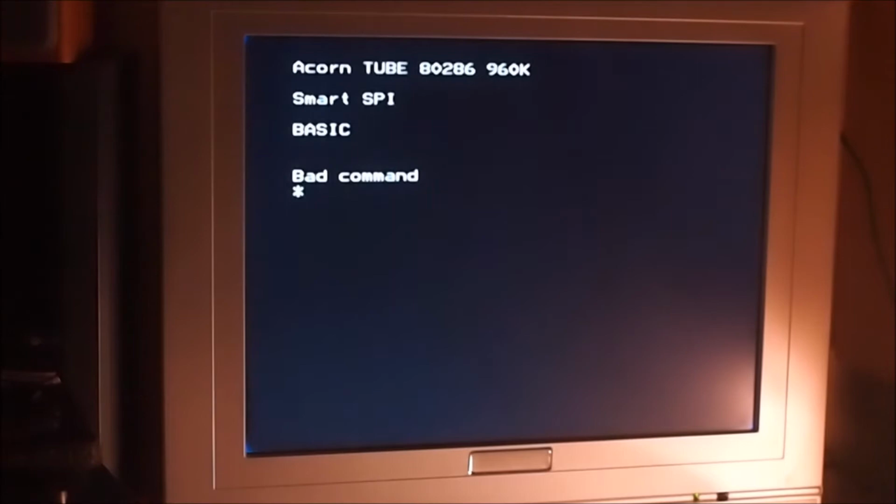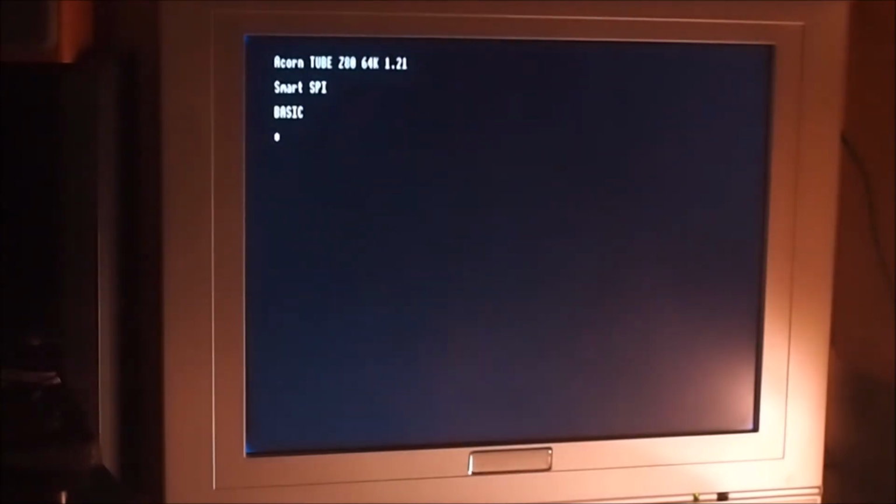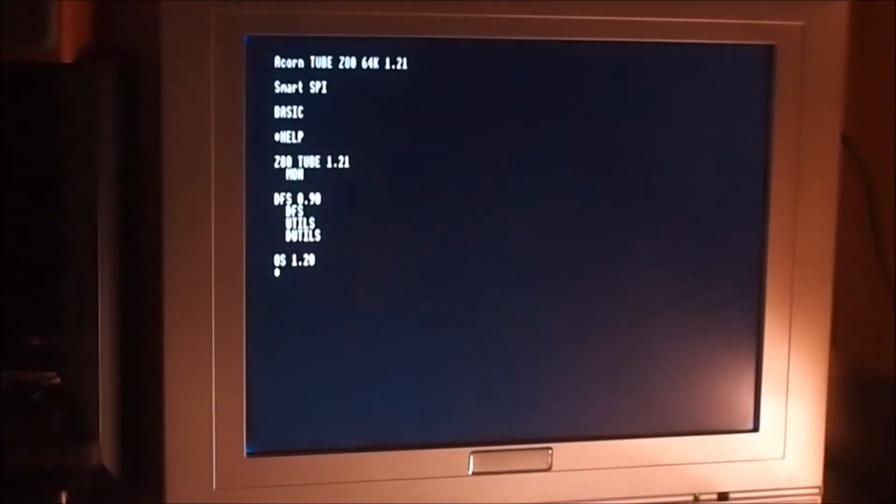I will put a link in the description to a much more detailed account of all of these, but I just fancied showing off, to be honest. Anyway, almost there. Now we have a Z80 processor, Z80 tube, and obviously we're using 80 columns, so of course with that you would need CPM disks, which I don't have and I'm not really interested in, but if you are, you've got it.